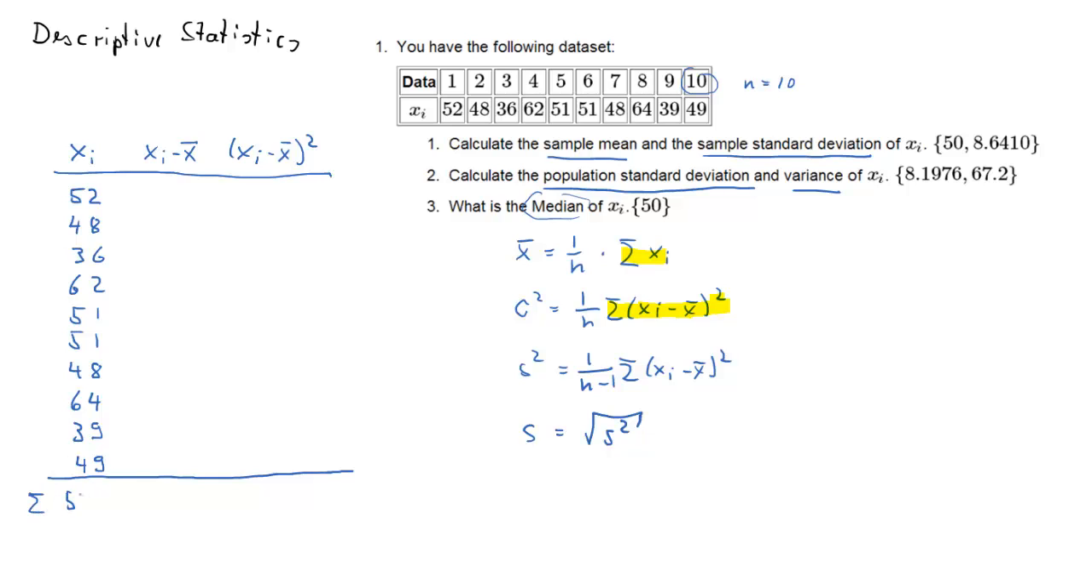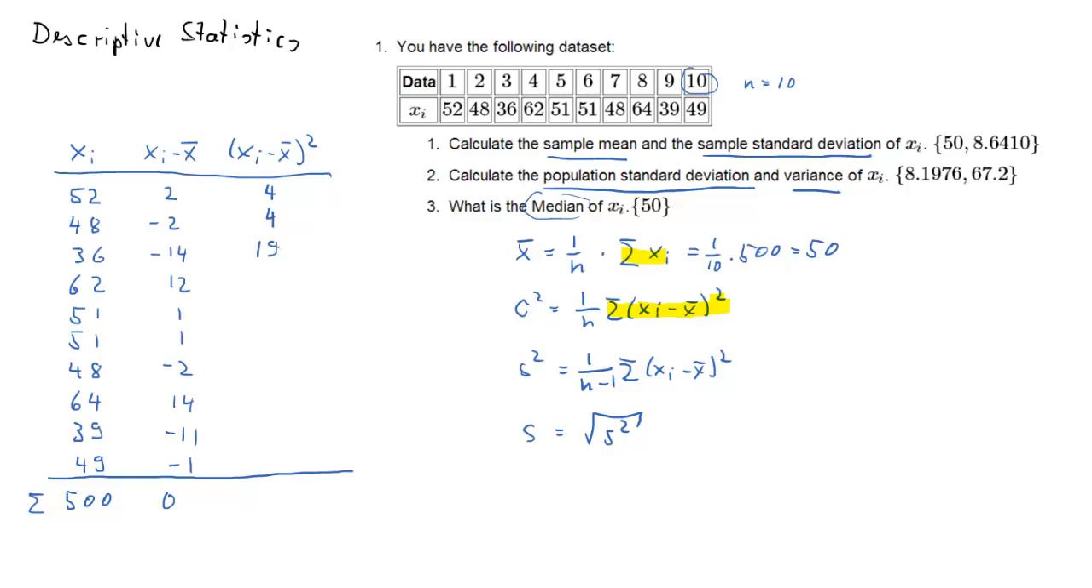So the sum of all these turns out to be 500, and that means that the sample mean is 1 over 10 times 500, which is 50. Now that information is of course needed for the next column, xi minus x bar. So 52 minus 50 is 2, and so forth. Here are all the deviations, positive and negative, and if we sum them all up, we'll get 0. And we'll always get 0 when we calculate this.